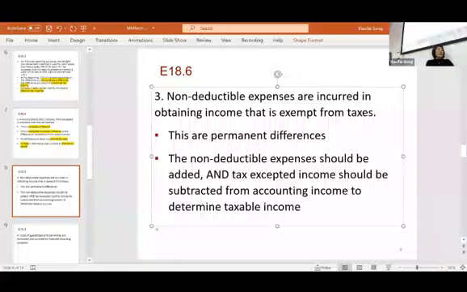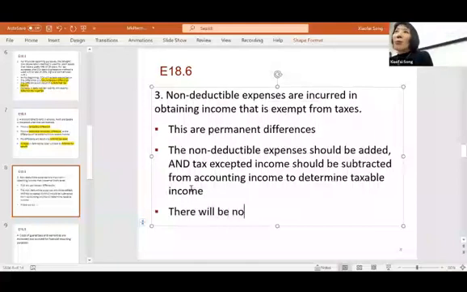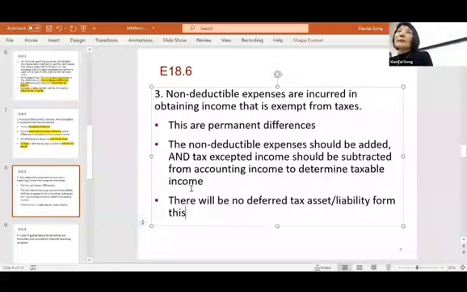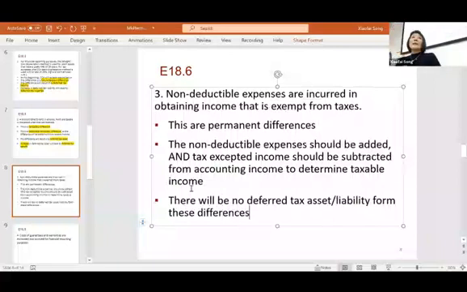Let's go one step further. Very clearly, there will be no deferred tax asset or liability from these differences. A permanent difference does not give rise to deferred tax. Okay, just a question here. If the income was not exempt from tax, it's still a permanent difference, but we would not subtract the income. We just need to add back these expenses.